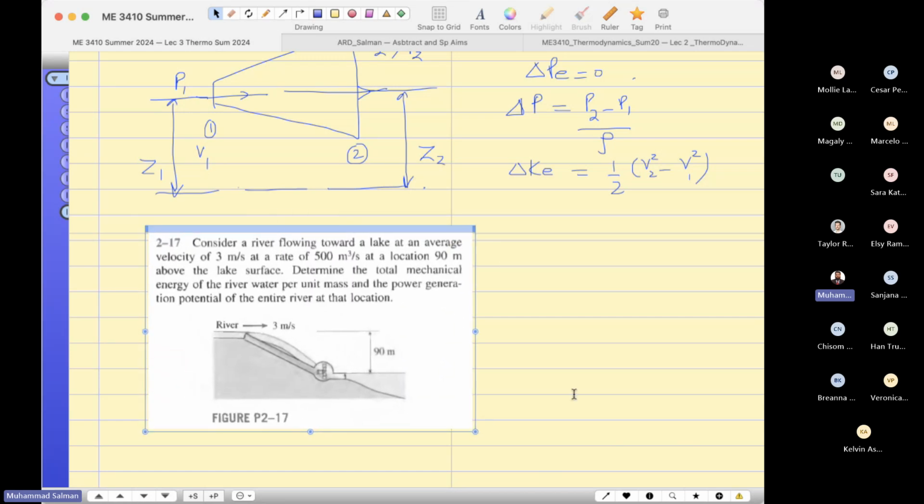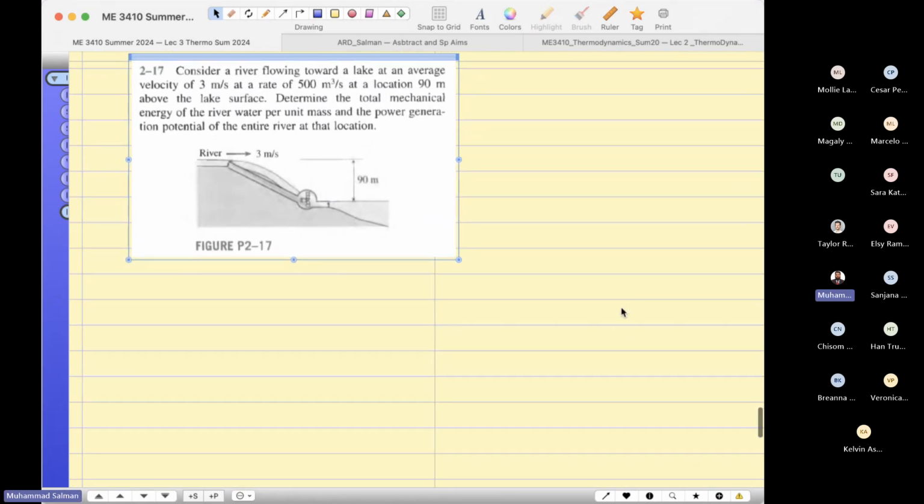So can you guys see the screen clearly? I want you to let me know if there is a technical difficulty.